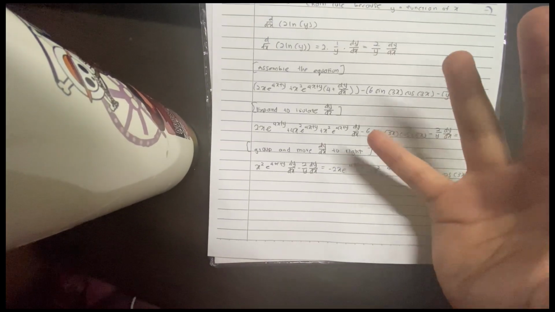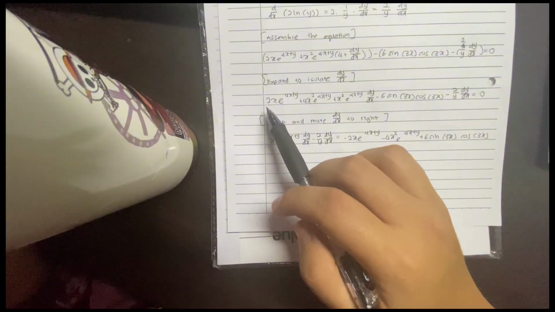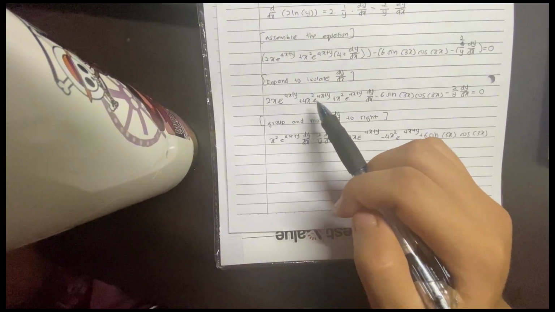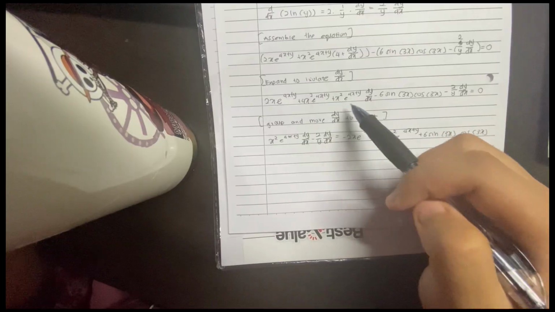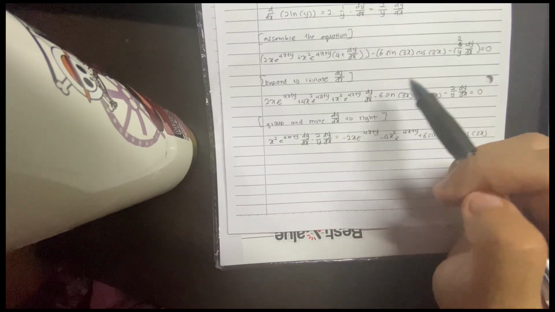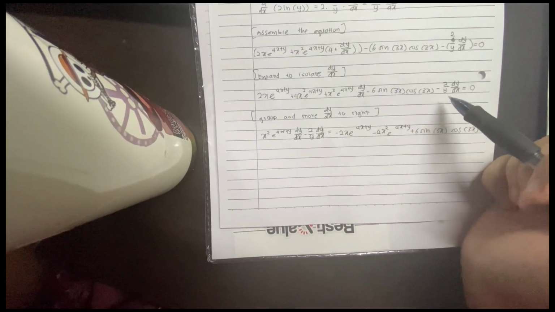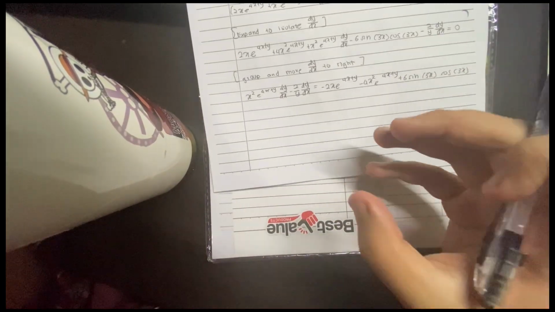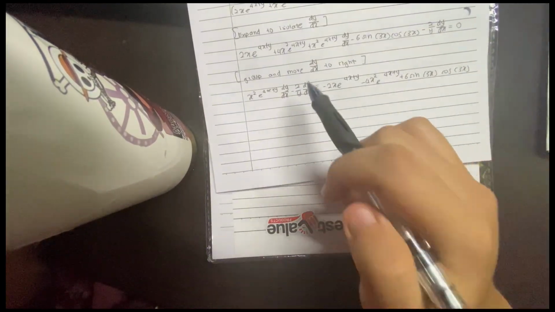So we need to expand to isolate dy per dx. What we're going to do: we get 2x e^(4x+y) plus 4x^2 e^(4x+y) plus x^2 e^(4x+y) dy per dx minus 6 sin 3x cos 3x minus 2 per y dy over dx equal to 0. So we need to group it and move the dy per dx to the right.